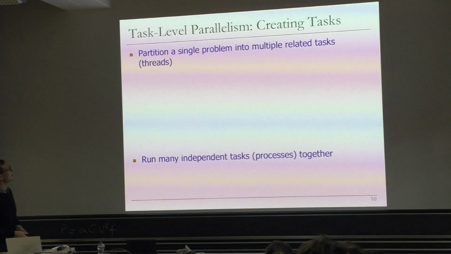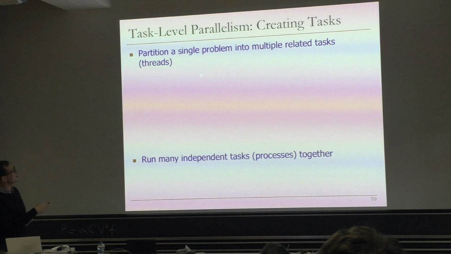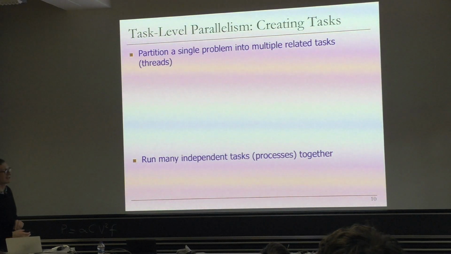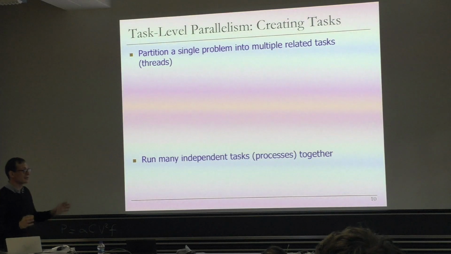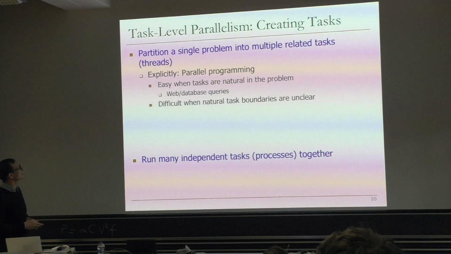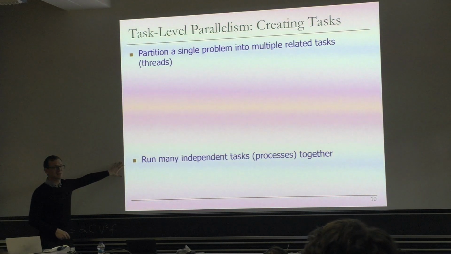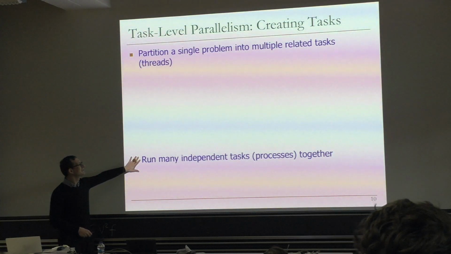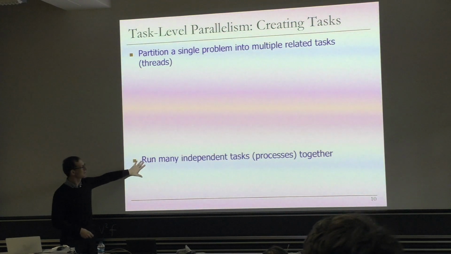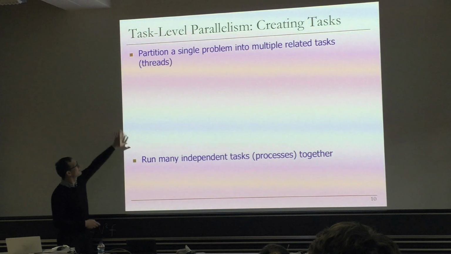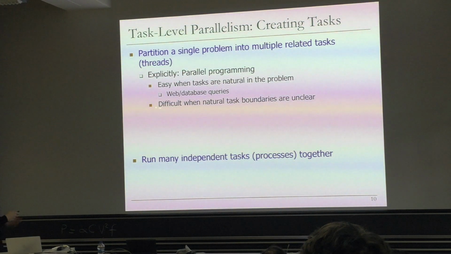So clearly, creating tasks is important for getting tasks to be executed in parallel. You can partition a single problem into multiple related tasks or threads. These are essentially cooperating tasks. They're all cooperating to solve a single problem. And the other option is that tasks are given to you, hopefully, by other people, and you run many of these independent tasks together, right? This is easier, of course. Whereas this one's hard. You can do this explicitly.